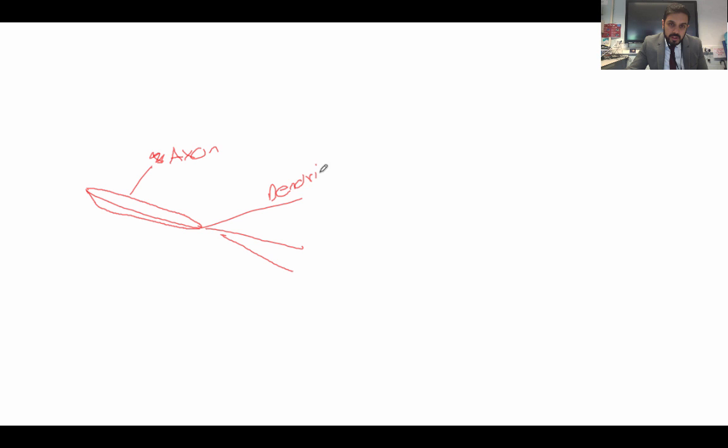Okay, dendrites. And then you've also got surrounding the axon. So this bit around it, the axon is really that middle bit there. The bit around it is called the myelin sheath. And what's the role of that? That just insulates the neuron, which makes the impulse happen nice and fast.